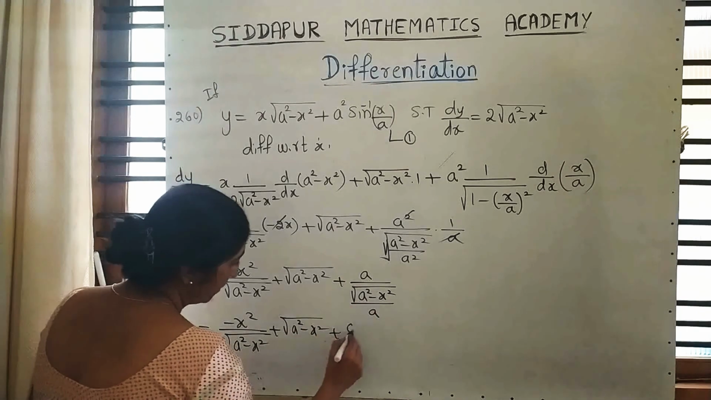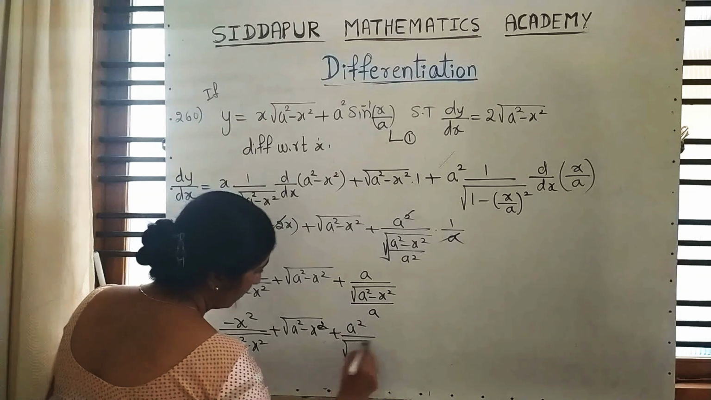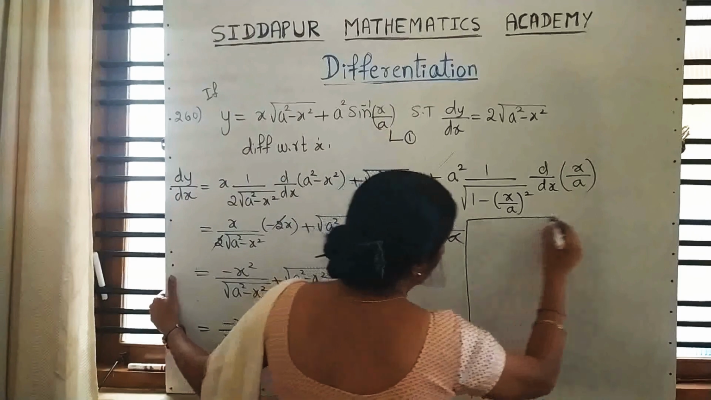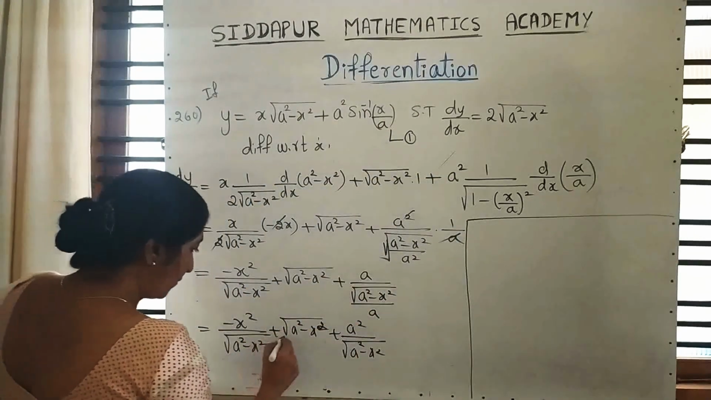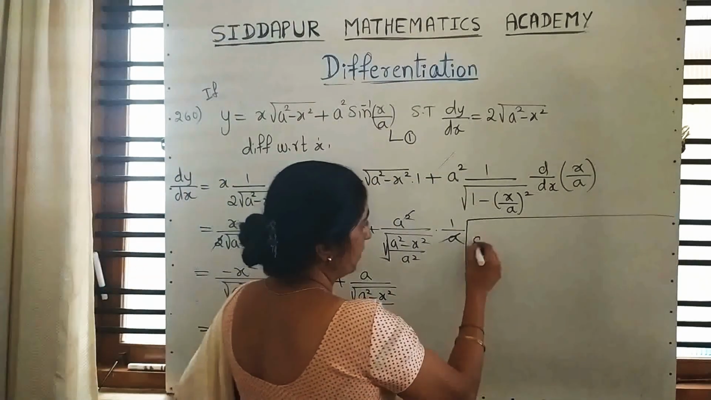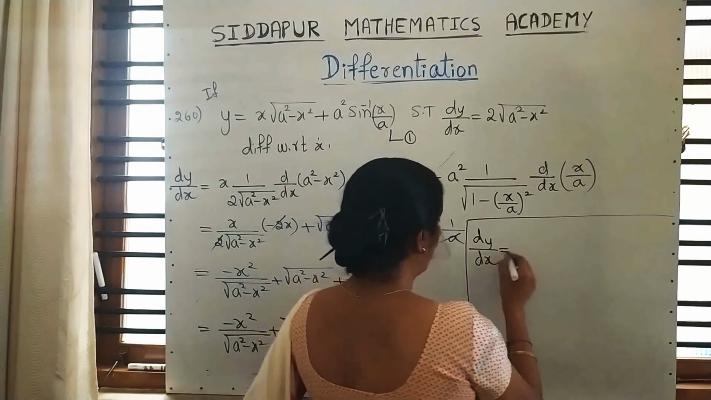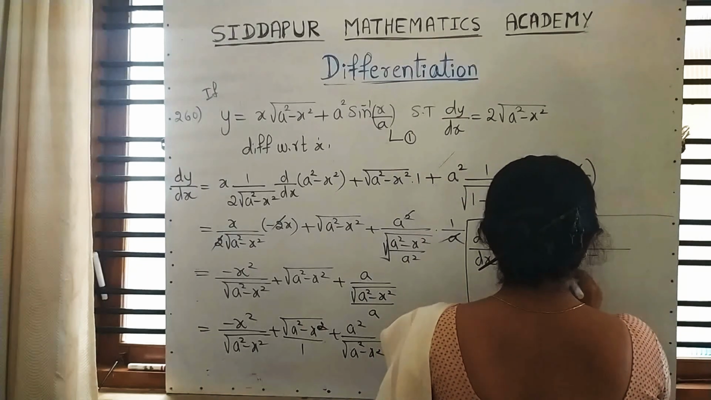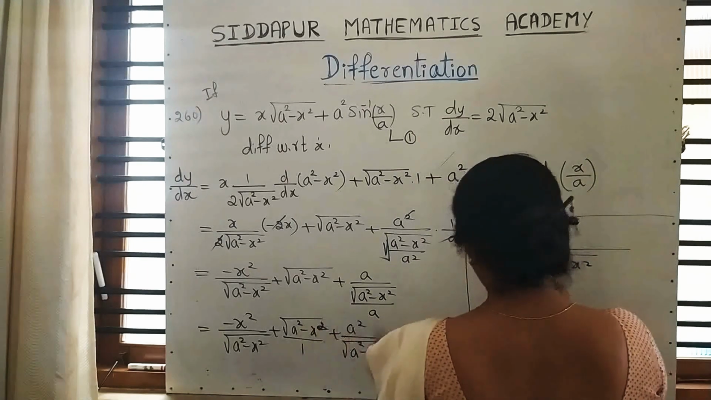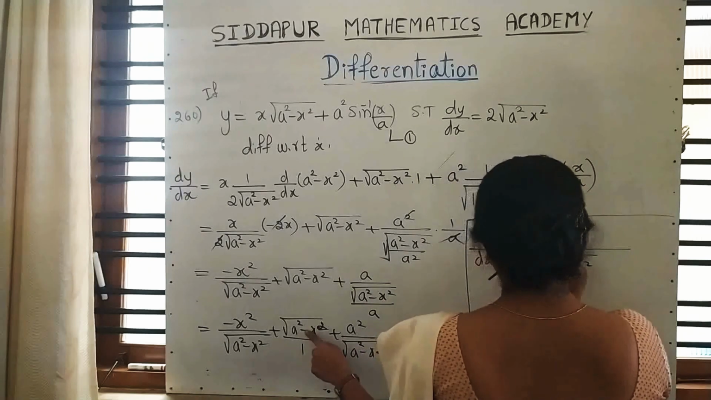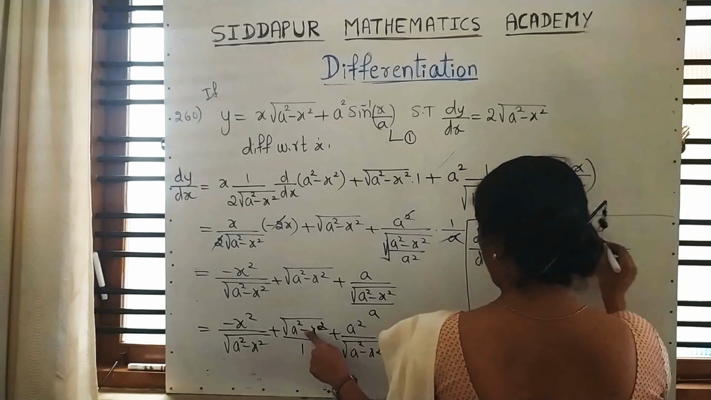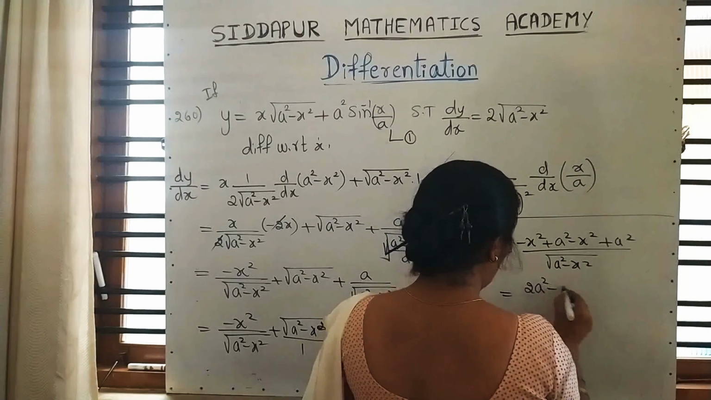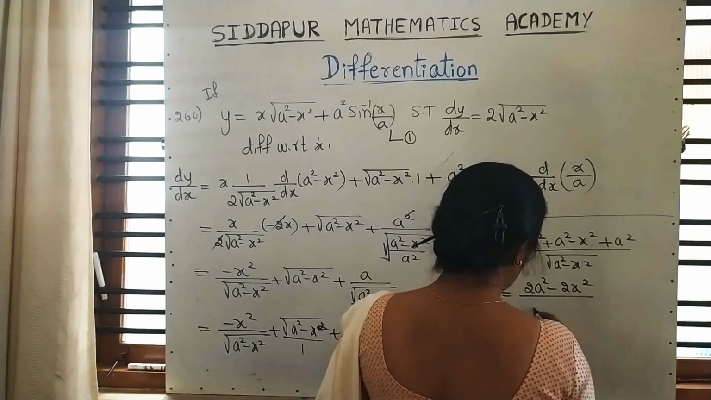When a goes up, a square. Yes, I'm writing here. Now take the LCM for these three terms. Where there is no term, it is 1. Then tell me, see the result and tell me what is the LCM. LCM is root of a square minus x square. This is multiplied with a square minus x square. At that time the square root gets cancelled and the remaining is as it is, 2a square minus 2x square.